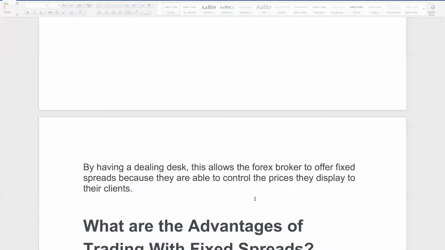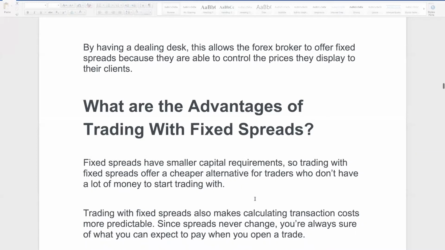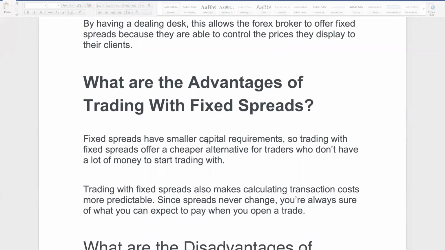So you should also know what the advantages of trading with fixed spreads are. Fixed spreads have smaller capital requirements. Number 1, no trading. So trading with fixed spreads offers a cheaper alternative for traders who don't have a lot of money to start with.